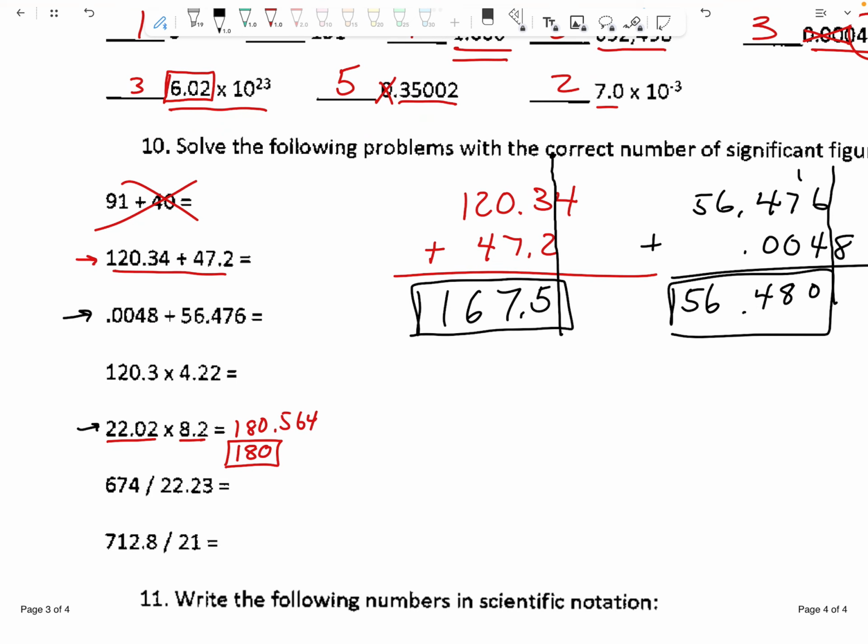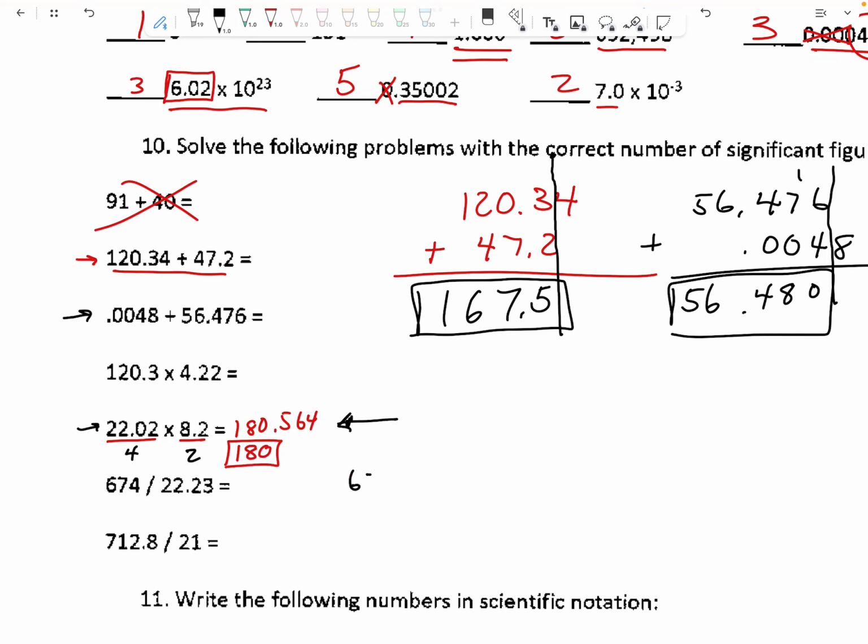When you multiply and divide, you aren't looking for the number of decimal places to the right of the decimal. You look for the fewest sig figs possible. That will determine how many sig figs will be in your answer. With this one here, 8.2 is 2 sig figs, 22.02 is 4 sig figs, so my answer must have 2 sig figs. And when I multiply it out, this is what I'm getting. But if I'm careful, I can round to 180 without a decimal, because with a decimal that makes 3 sig figs, but without the decimal that makes 2.